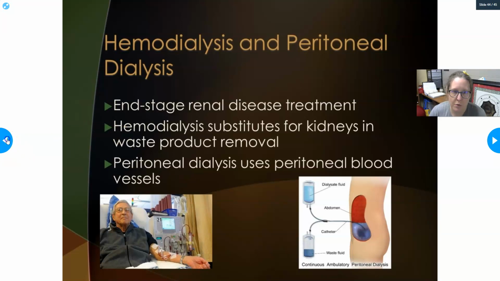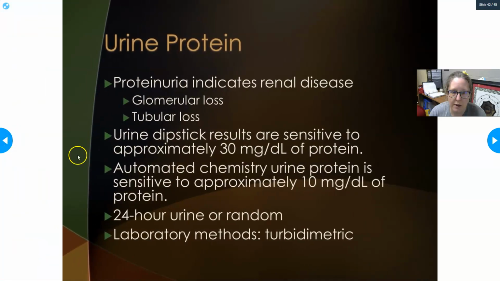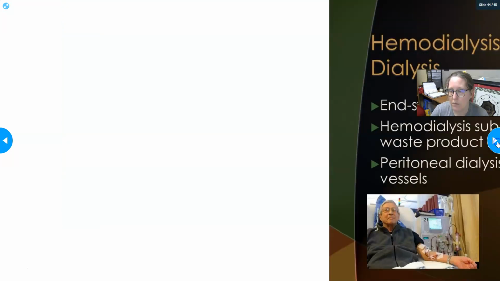I do want to mention one more thing here with the protein levels. So again, these automated chemistry urine proteins are going down to 10. This is why the microalbumin detects even lower. Micro means small amounts of albumin. Albumin is one of the predominant proteins in the blood, and it's very useful as a screening test for diabetic patients to look for the beginning of urine loss before it can even be detectable by these methods right here.